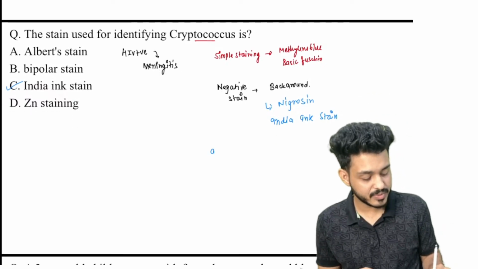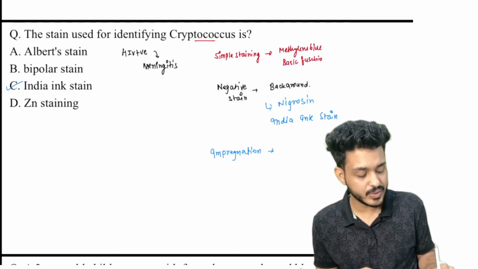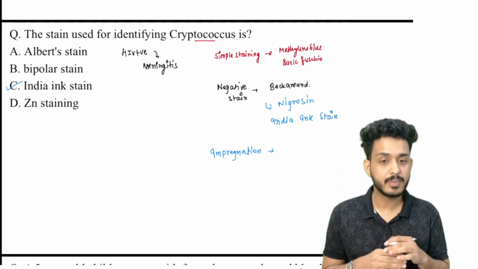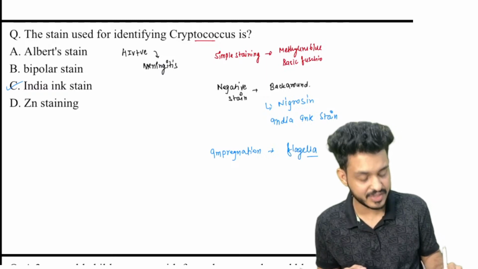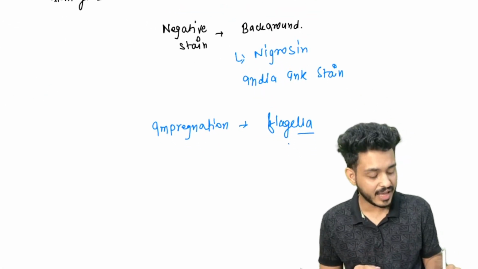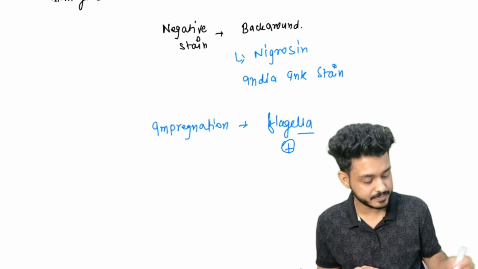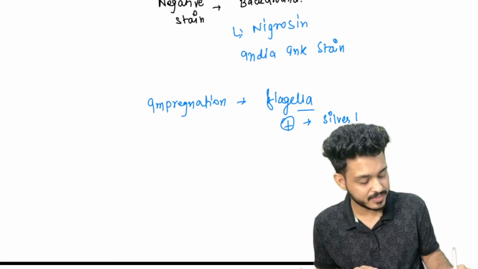The third type of staining that we have is impregnation staining. What we are doing is adding silver. For example, I need to see flagella. We already know flagella is a very thin structure, so what I will be doing is adding silver to this bacteria.